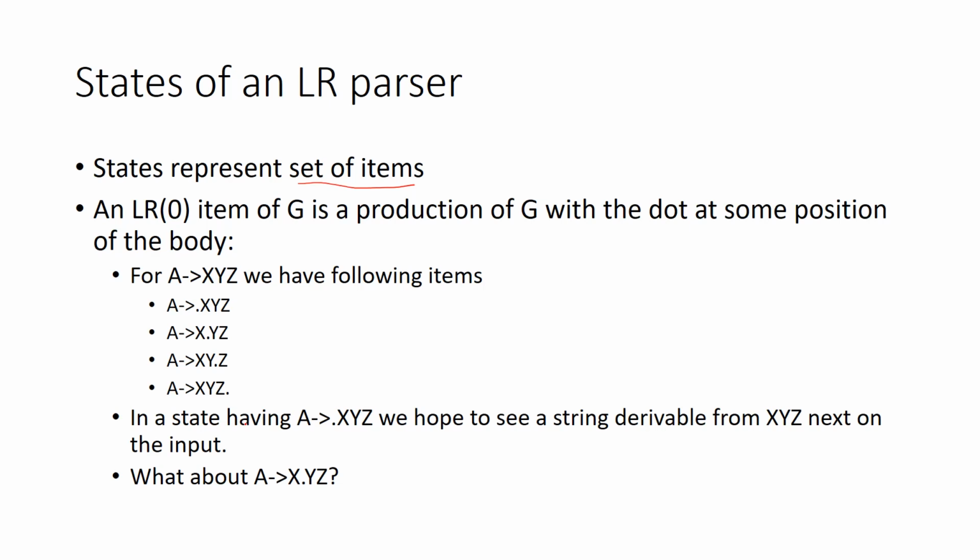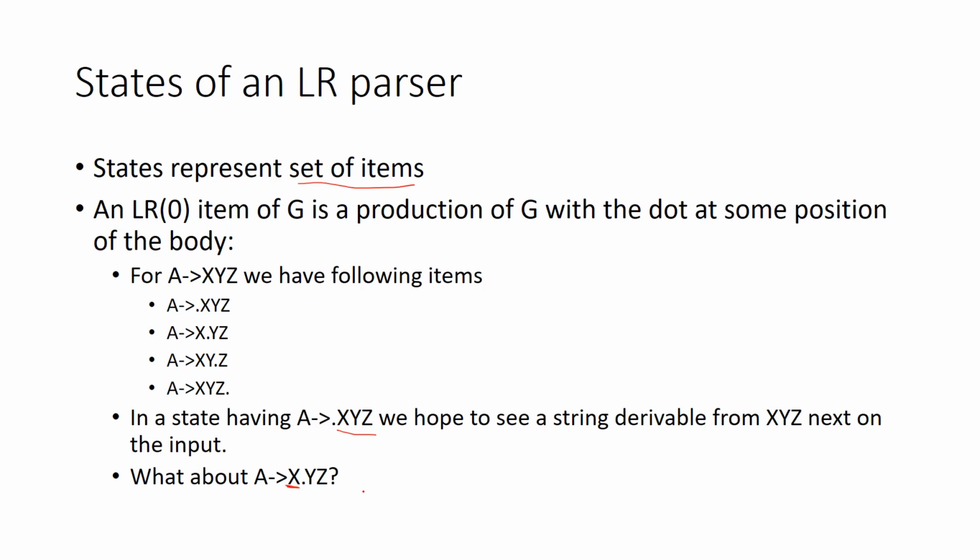In a state having A derives dot XYZ, we hope to see a string derivable from XYZ next on the input. That means no string has been read yet. But when we say A derives X dot YZ, this item means we have already read one variable. So any production that has a dot in the right-hand side is called an item.